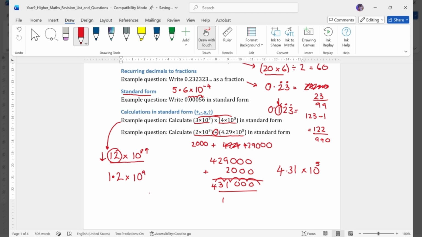As I said, the other way is to write those as numbers. 3 with 3 zeros times 4 with 1, 2, 3, 4, 5 zeros, and do the multiplication. 3 times 4 is 12, and then add your zeros. 1, 2, 3, 1, 2, 3, 4, 5, and put it into standard form. 1.2 times 10, whichever you prefer. Okay? So either of those calculations can be done as numbers. We keep going.